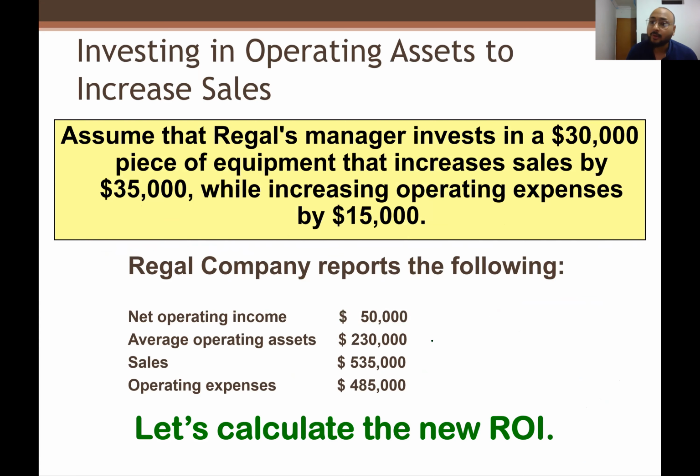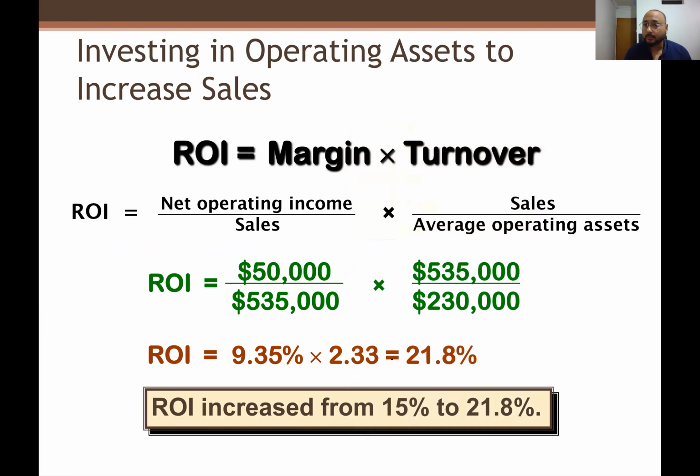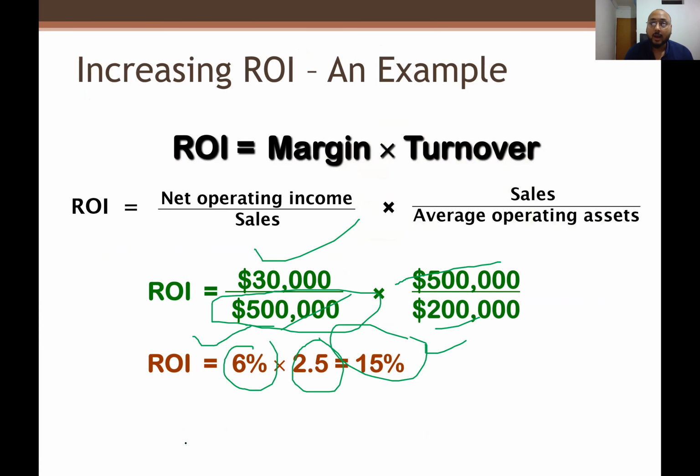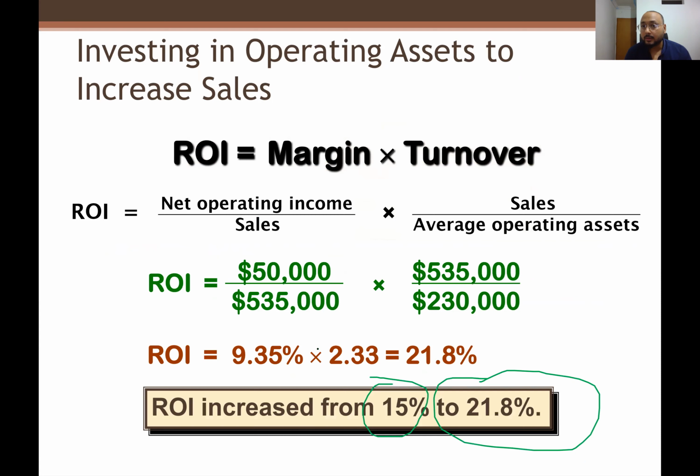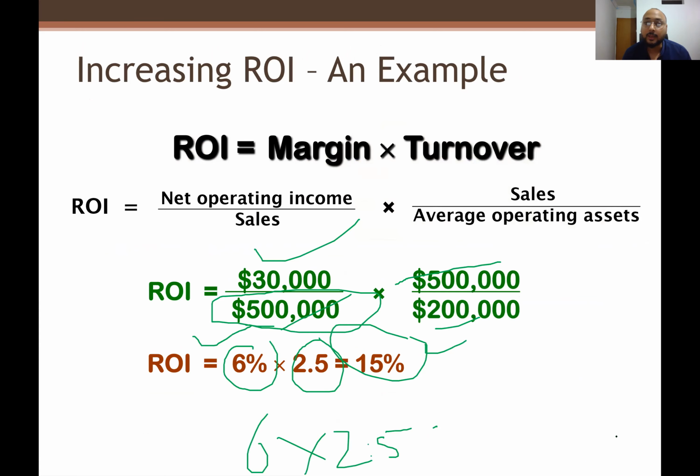So you see here, if we calculate ROI, our ROI has increased from 15% to 21.8%. Look at that. ROI here was 6% multiplied by 2.5 times, right? But now, even though in total our ROI has increased, it is because sales increased, but turnover has decreased. It's 2.3. Look here, from 2.5 to 2.3.